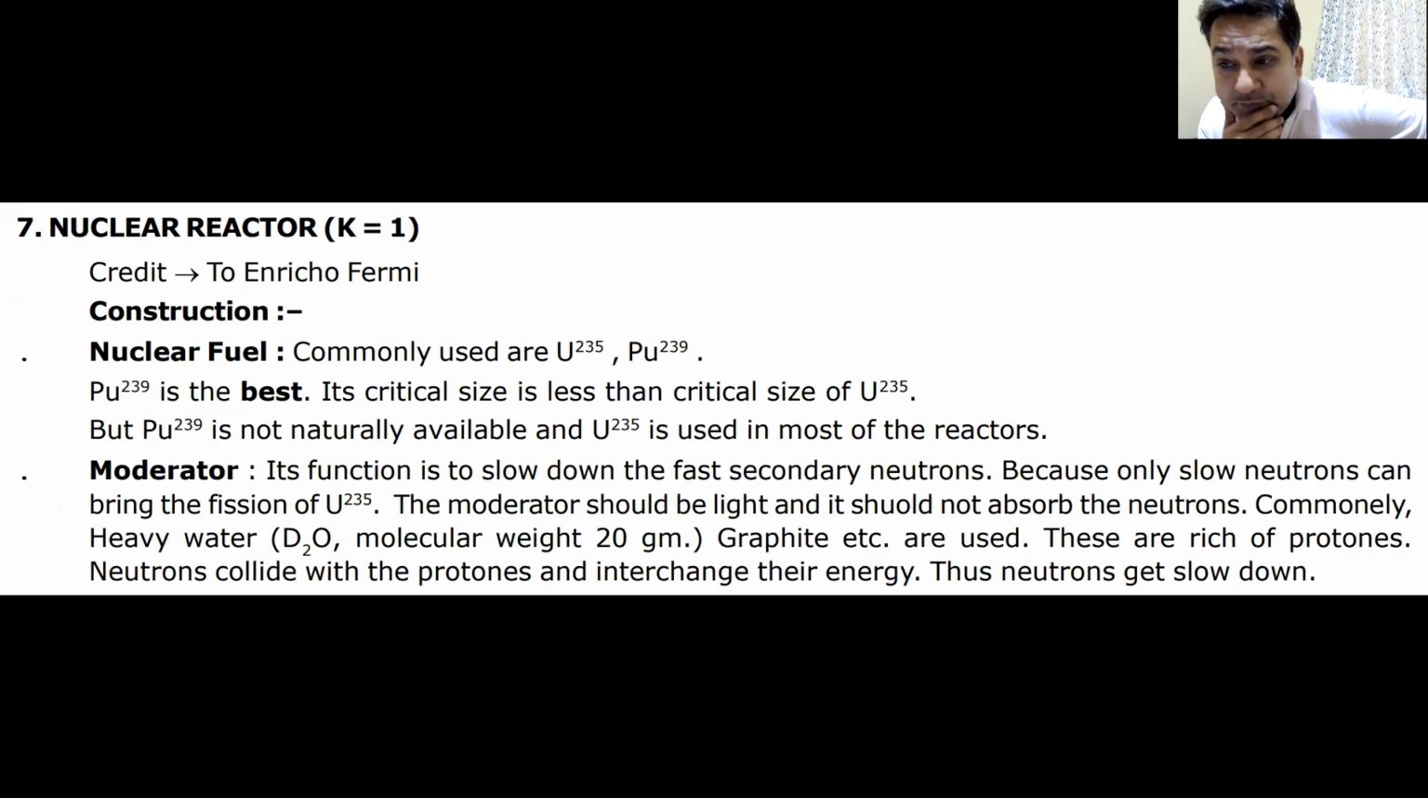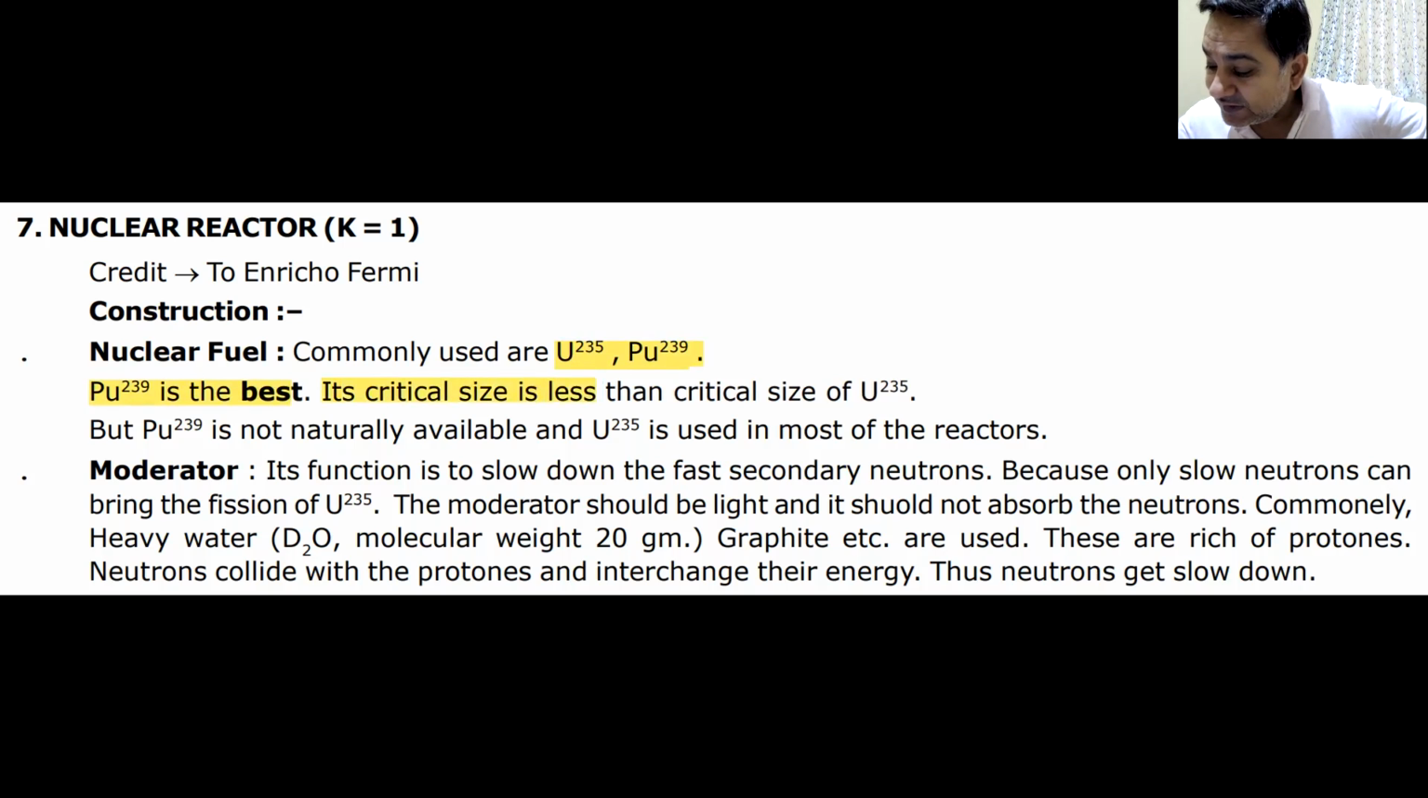No one will be asking you to draw this nuclear reactor, but they can ask you questions based on that. What are the fuels used? Uranium U-235 and Pu. What is Pu? Pu-239. Pu-239 is the best. Why is it the best? Information-based question. Must know this.